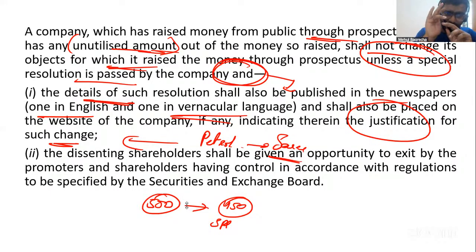You put it in the newspaper and give a justification. Why do you want to do it? Very, very important. Whoever is not agreeing, ask them to leave. And for leaving, they are called dissenting shareholders. You have to give them an exit offer. This is in a situation where you've raised money and you want to use the unutilized amount for something else. Clear? Write down a question now.